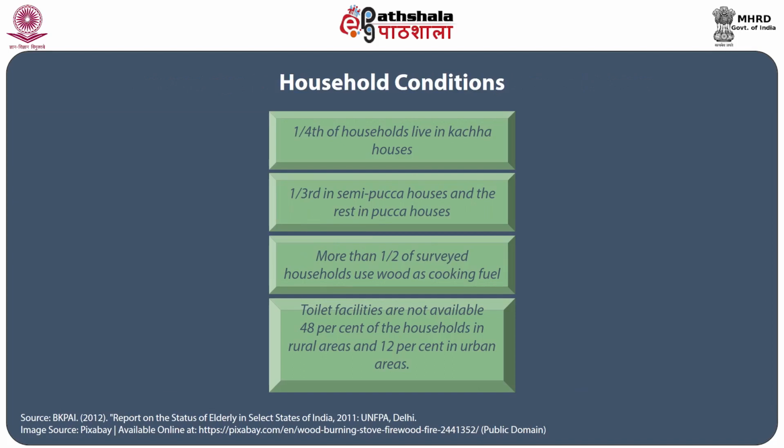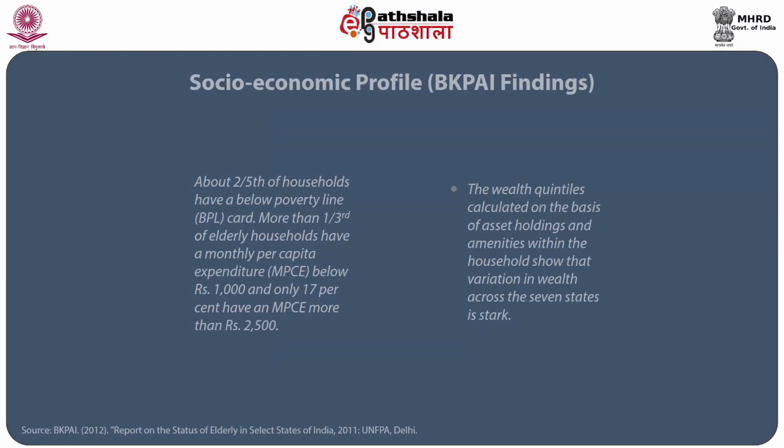Now coming back to the economic aspects, it is very interesting that about two fifths of the households are below the poverty line, and they have a BPL card. More than one third of elderly households have a monthly per capita expenditure below 1000 rupees only, and only 17% have monthly per capita expenditure as high as more than 2500 rupees.